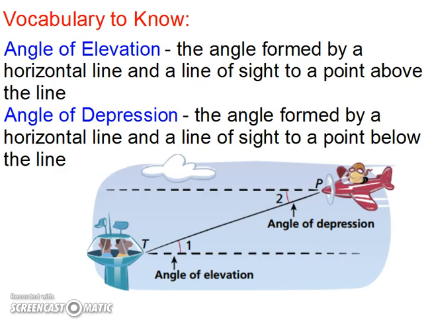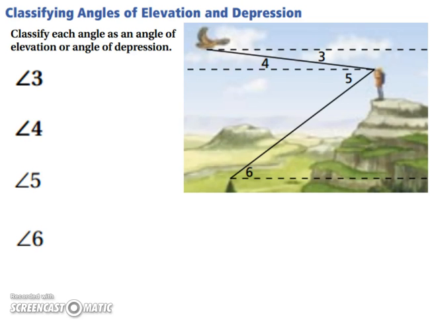Let's practice this. Classifying angles of elevation and depression. So let's look at angle 3. Angle 3, we have our horizontal going here, and our viewing point is below that. So angle 3 is an angle of depression.